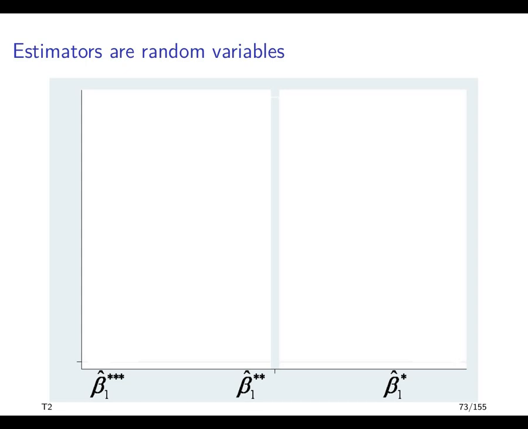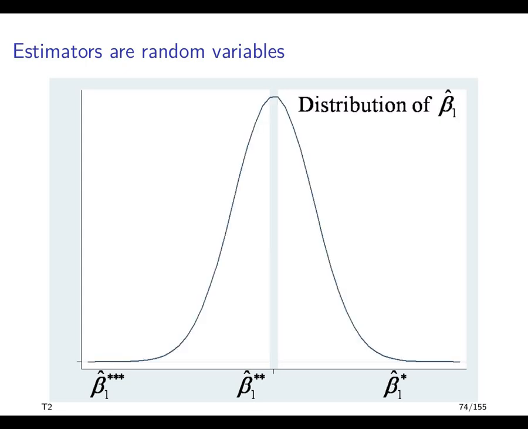That is, our estimates are going to vary randomly. Well, if they are going to vary randomly, they are a random variable, and we can think of this random variable having a certain distribution. So for instance, this could be the distribution of this estimator beta 1 hat.